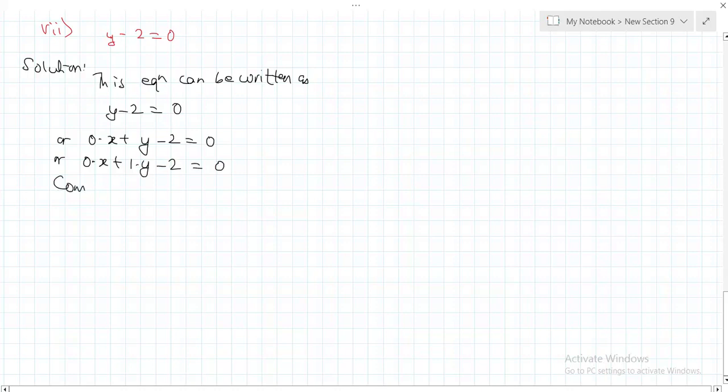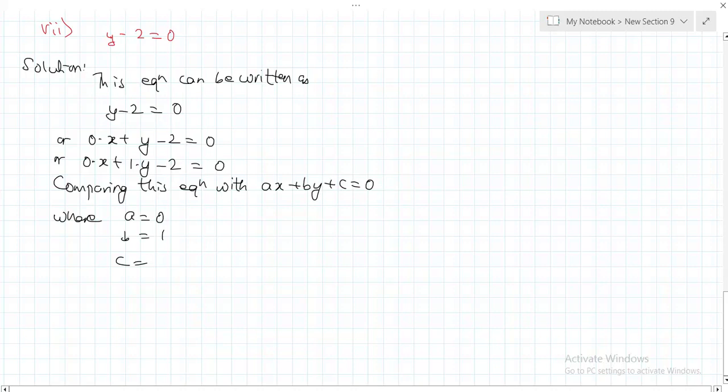Now compare this equation with ax plus by plus c equal to 0. Here also x, here also x, in the place of a, what is here? 0. So a is equal to 0. Similarly here also by, here also by, in the place of b, what is here? Plus 1. So b is equal to 1. Similarly for c, here is plus, but here is minus, so we write minus. In the place of c, what is here? 2. So c is equal to minus 2. The answers are a is equal to 0, b is equal to 1 and c is equal to minus 2. In this way we can solve this question.